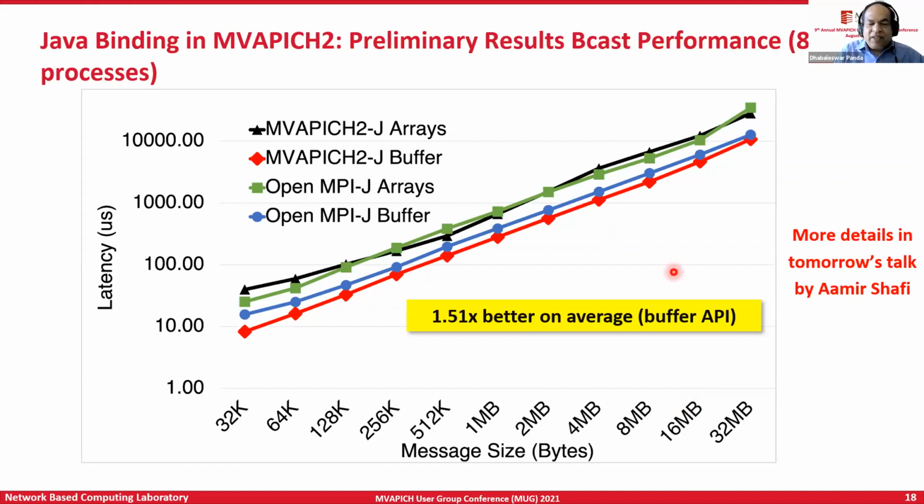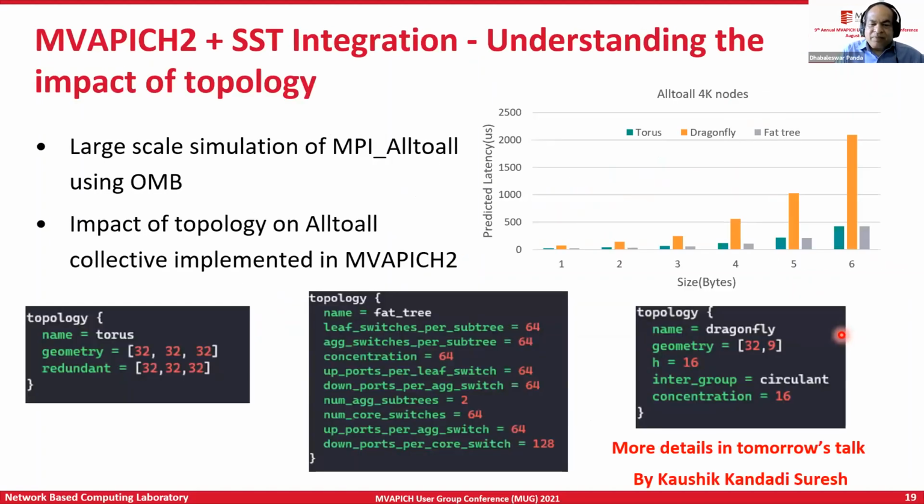Here you will see the Java bindings. There are different Java buffers; you can have arrays or buffers. So we have different kinds of designs. Here we are showing some initial results of a Bcast performance with 8 processes. You can see that using the buffer APIs, we can give very good performance. Tomorrow there is a short presentation by Dr. Amir Safi, who will present more on this. Obviously, these solutions are being worked out, and very soon you will see MVAPICH2 Java binding support available in the release.